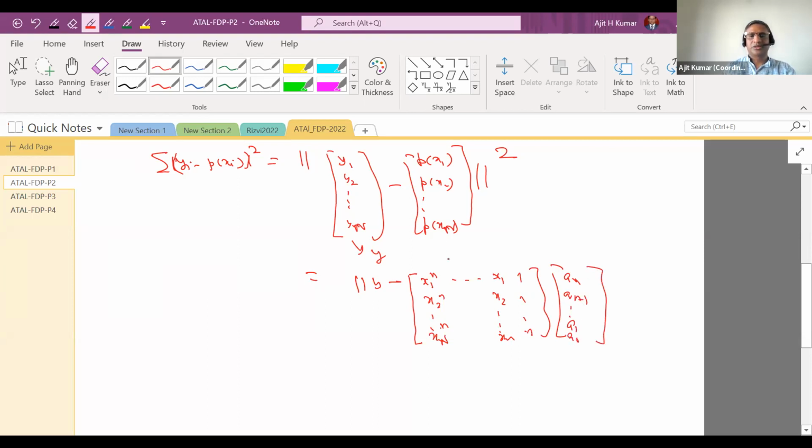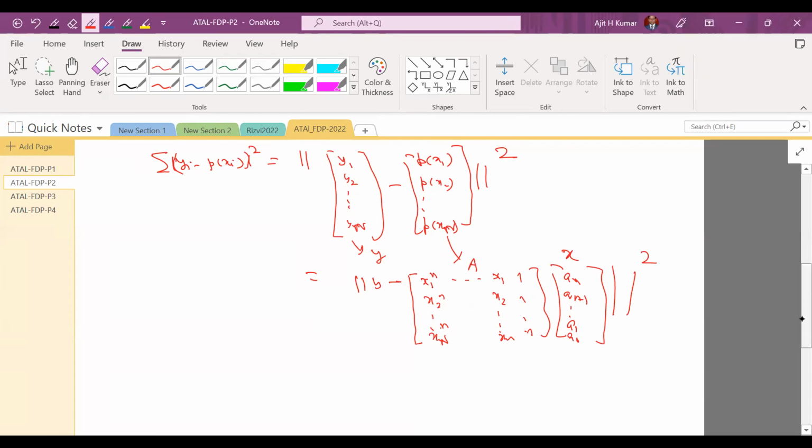So you can think of this as A. This is your x, now variable, the norm of this square. Is this clear to everybody? Have you understood? Yes, sir.